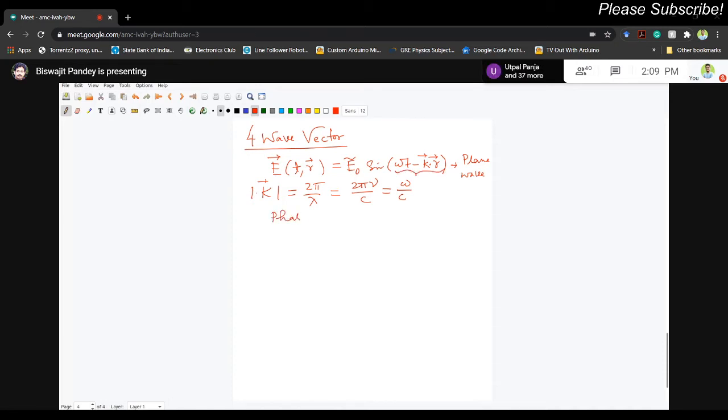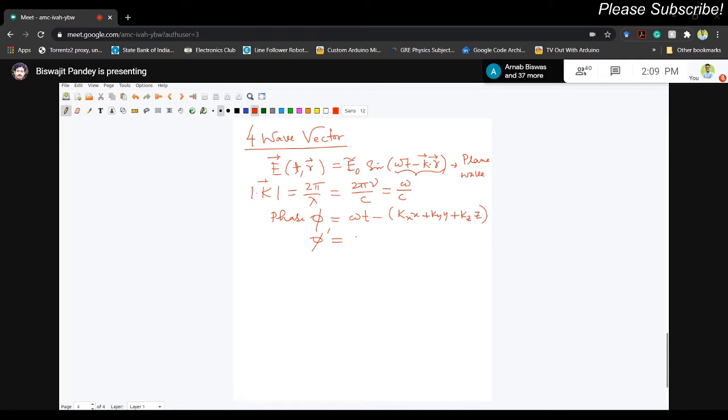Phase of the wave is φ equal to ωt minus k dot r, which means I have to take a dot product between the three-wave vector and the position vector, kx x plus ky y plus kz z, right? Now you see, just as I told you, that this would be Lorentz invariant. How? The reason I told you.